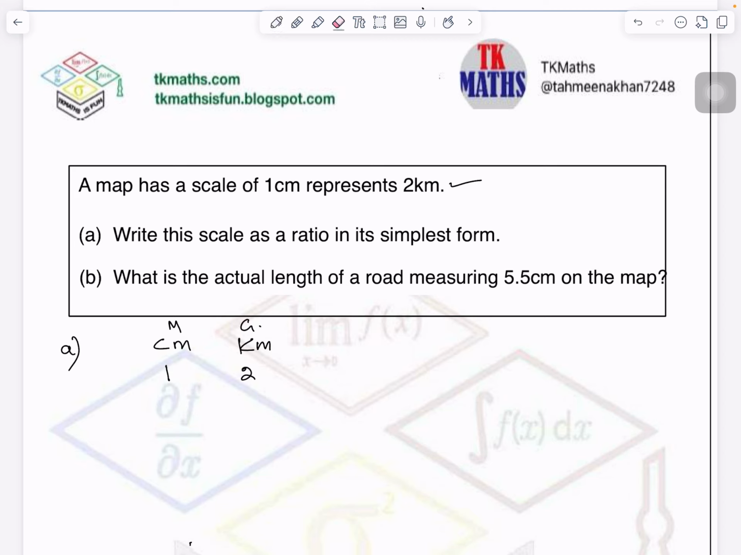Part 1 is saying write it in the simplest form. When it is the simplest form, both are in centimeter. So I can change 2 kilometer into centimeter, which is 100,000 centimeter per kilometer, by multiplying by 100,000. So it will become 200,000. So I got it in the simplest form: 1 is to 200,000.